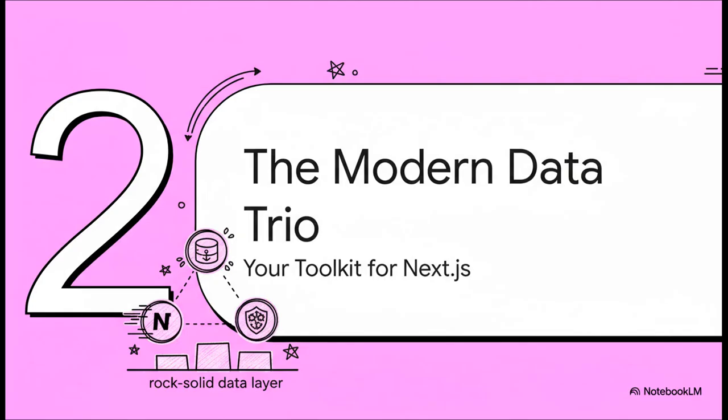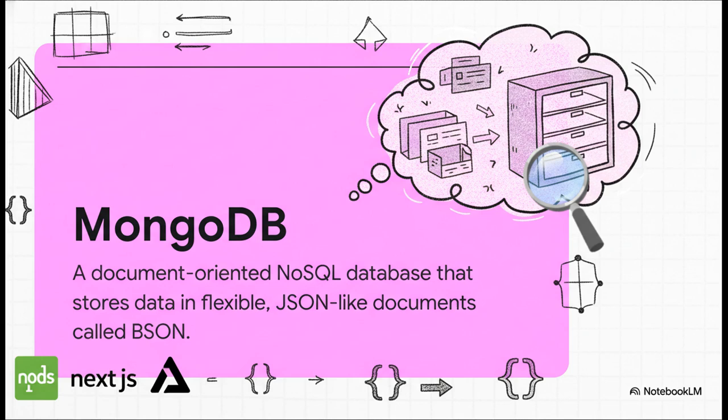All right, enough about the problem, right? Let's talk about the solution. And it's not just one magic bullet. It's a trio of technologies that, when you use them together the right way, create an absolutely rock-solid data layer for your Next.js app. First up in our trio is MongoDB.